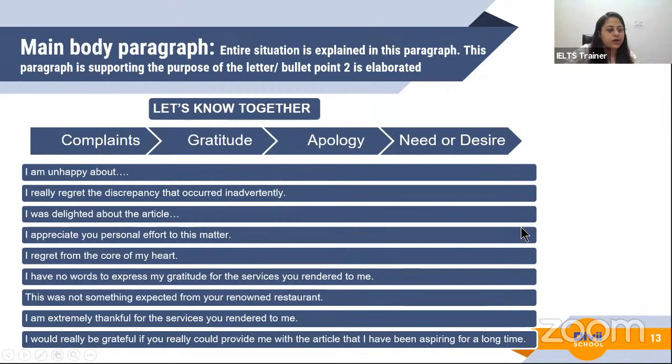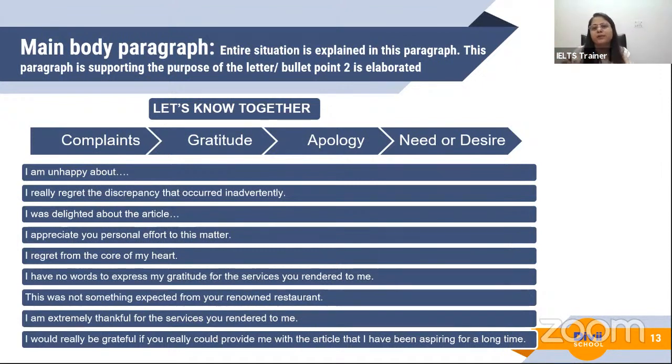Okay, so now you have one activity which is to be done by all of us together. Okay, let's do it together. Okay, first of all, I just need to let you know what main body paragraph is. Main body paragraph is all about the content. That is all about the situation you're going to explain over there.